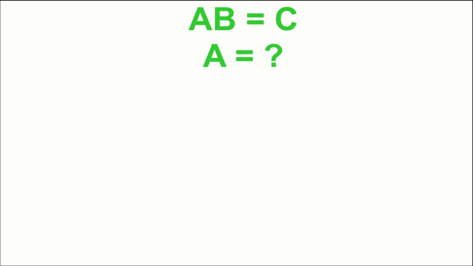All right, so now we got our a. It is right next to b. So what type of math is being done to the a? Multiplication. So if I got a times b equals c, we divide.